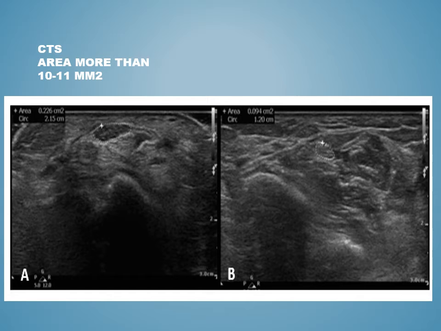I'd like to do first a comparative study between the two sides. So if I can see the median nerve at this side like this, and the other one is a bigger one like this, so I'm sure I'm dealing with a carpal tunnel syndrome. Regarding the measurement, the area of the nerve should not exceed 11 millimeters square. We see at this side it's about 22.6, and at the other side is 10.4. So for sure this is a carpal tunnel syndrome.